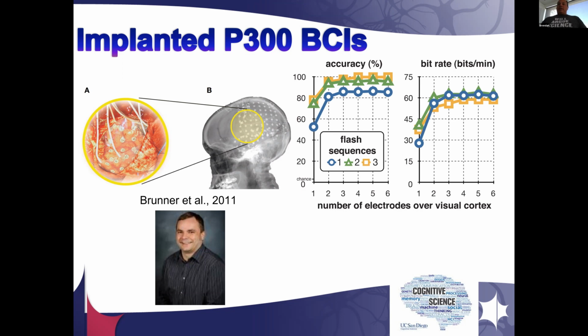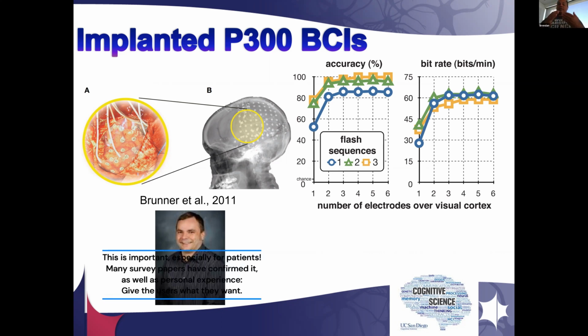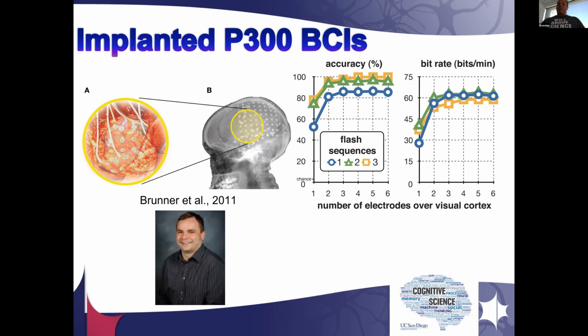What you see in the top right is the relationship between the number of electrodes and two dependent variables, accuracy and bit rate in terms of bits per minute. And these are remarkable results for P300 BCI. In particular, if you have only one flash sequence, that is with single trials, you notice that with 6 electrodes or even using 2 or 3 electrodes, you get very good accuracy and bit rate, more than you would typically see in a non-invasive P300 BCI.